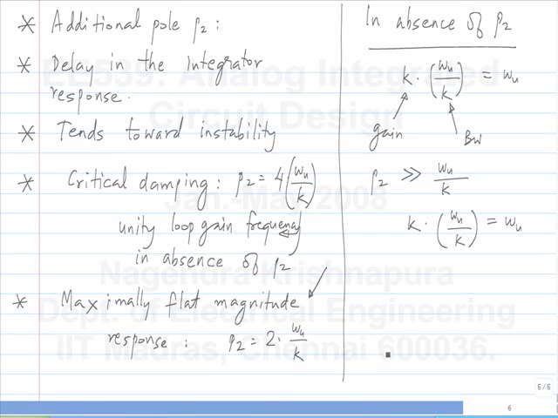And what is the gain bandwidth in the maximally flat magnitude condition? Root 2 omega u, okay. When P2 equals 2 times omega u by K, the gain is still K, the bandwidth is root 2 omega u by K. So this is square root of 2 omega u. So, by adjusting it for the maximally flat magnitude condition, you actually get a larger gain times bandwidth product. So that is a motivation to do that, okay.